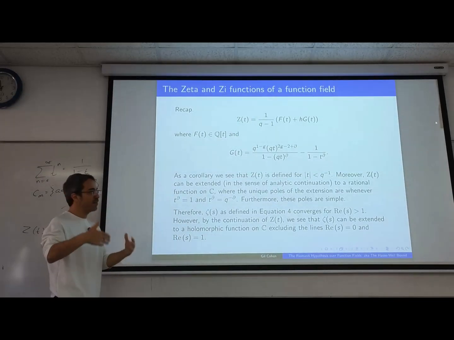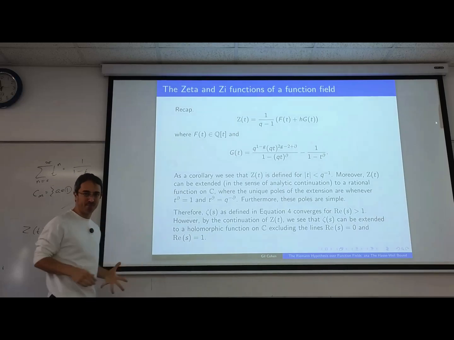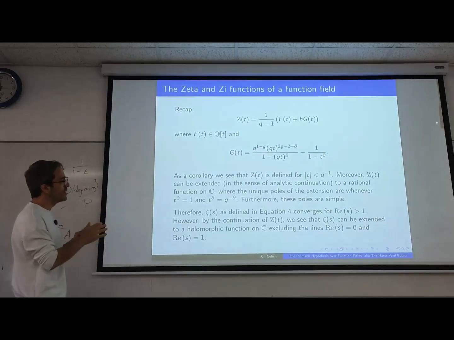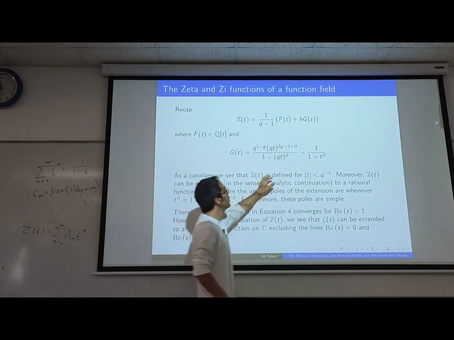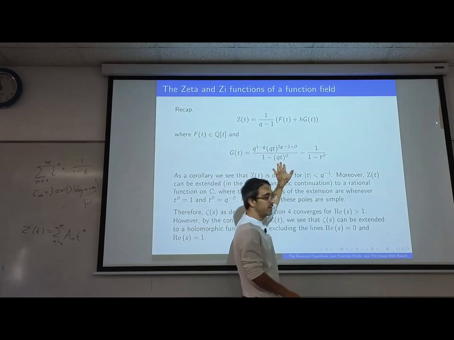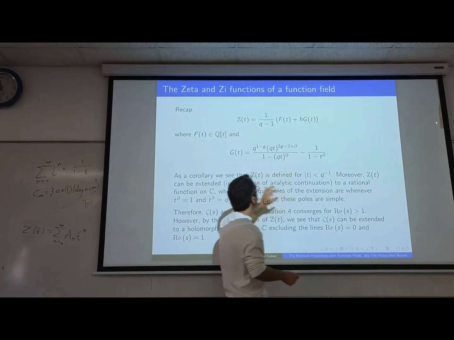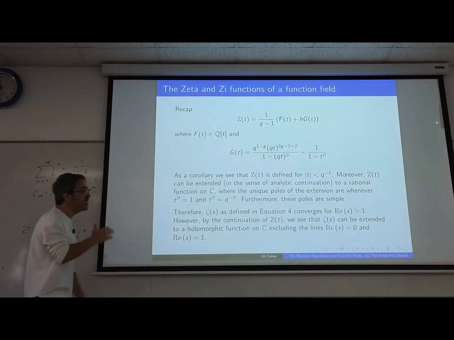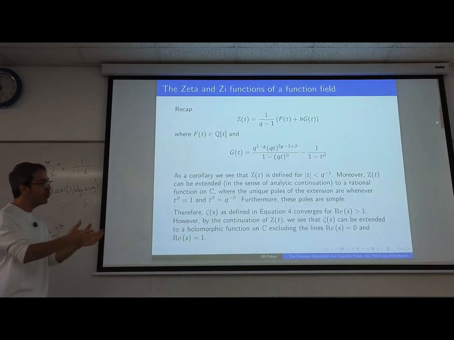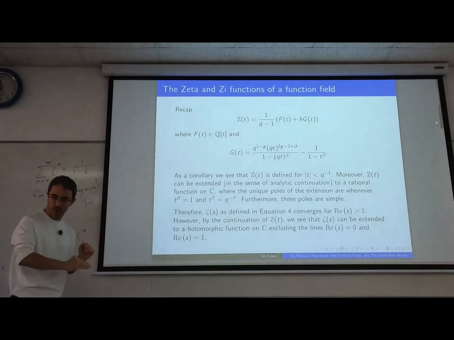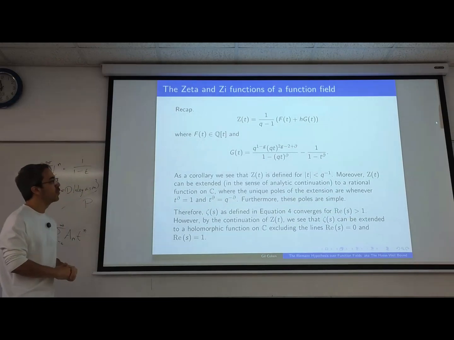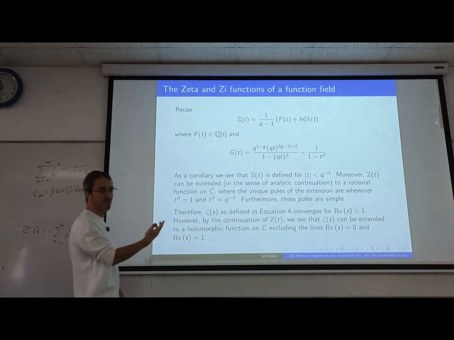Like, if there is a fifth root of unity, that's where the poles are. And this is closer to the origin. Like it's 1 over q in size, the problem is here. So we can see that the z function is indeed defined when the modulus of t is strictly smaller than 1 over q. Because only when you get to 1 over q, you get to see a pole.